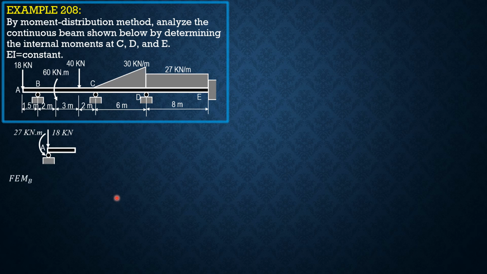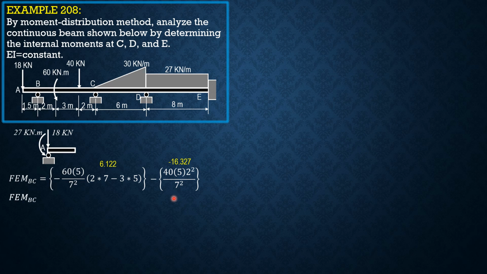So computing the fixed moment BC, for the couple it is negative 60 because this is counterclockwise. B, which is 5 over L square, quantity 2 times L minus 3B, where B is 3 plus 2 or 5, and A is 2. Then for the 40 kilonewton load, negative 40 times 5, 2 square over 7 square. So this value is positive 6.122. This one is negative 16.327. So the fixed moment in BC is negative 10.205 kilonewton meter.